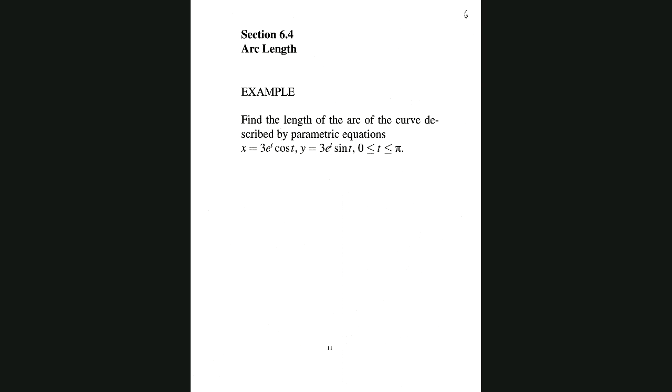Okay, so in this problem, we want to find the length of the arc of the curve described by the parametric equations x equals 3 times e to the t cosine of t and y equals 3 e to the t times the sine of t. And we're letting t be between 0 and pi. So again, we're going to use the arc length formula. We know we have to take the derivative of x with respect to t and the derivative of y with respect to t.